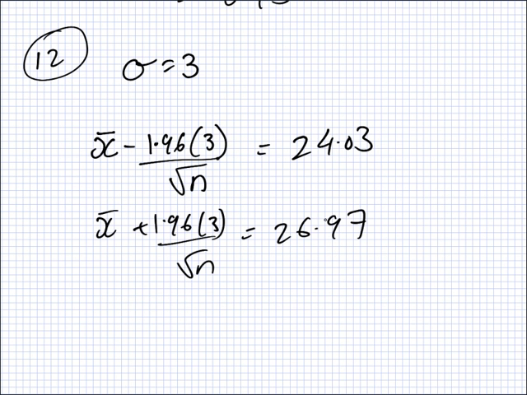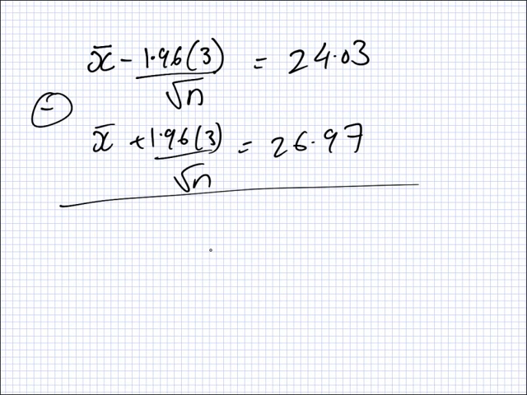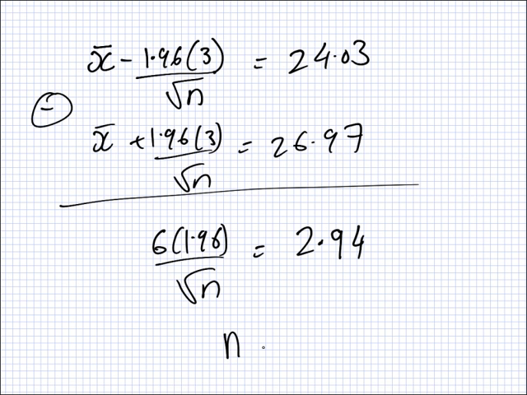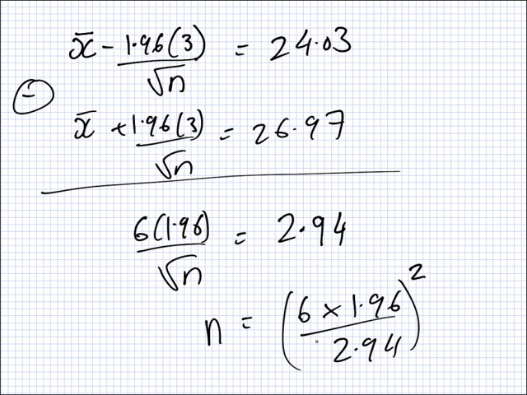So I'll subtract them: the second minus the first. That will be 6 times 1.96 over root n equals the difference here. What is the difference between those two? 2.94. So that means n would be 6 times 1.96 over 2.94, squared. That's 16.